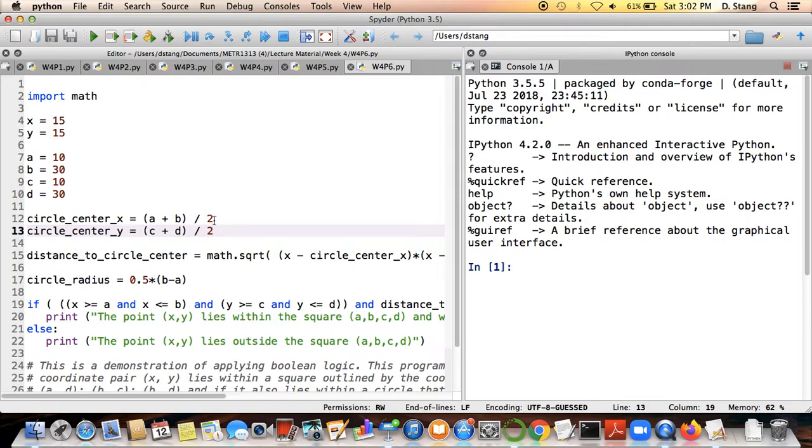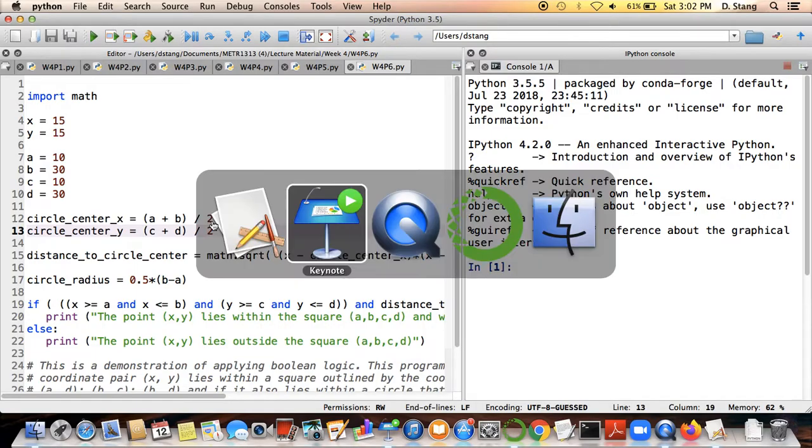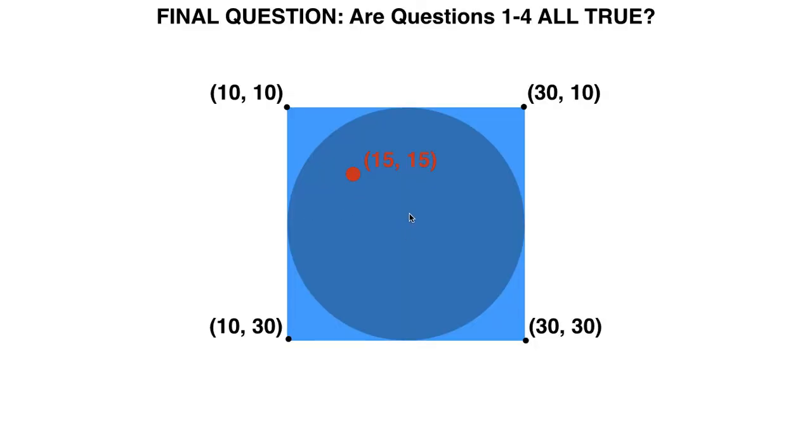So the center of our square is going to be at the coordinates 20, 20, which, if we go back to our diagram, makes sense. If we look at 20, 20, that's where this mouse cursor is, and as you can see, that is in fact the center of our square in question here.